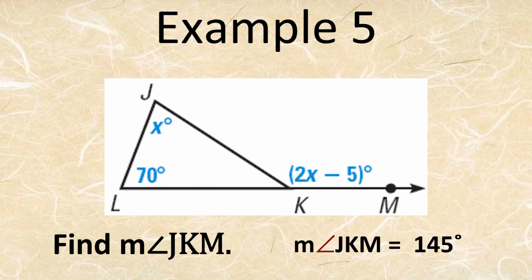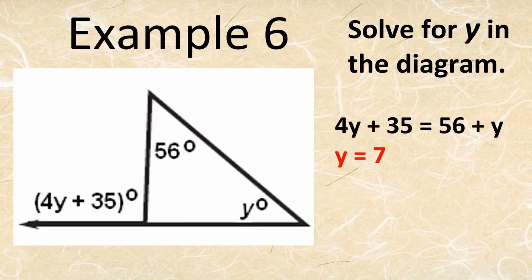Example 5. Example 5 has 2x minus 5, an algebraic expression. To solve for the measure of 2x minus 5, you create the equation by using the exterior angle theorem. Remember, exterior angle 2x minus 5 is equal to the sum of 70 plus x. Then you can solve for x.